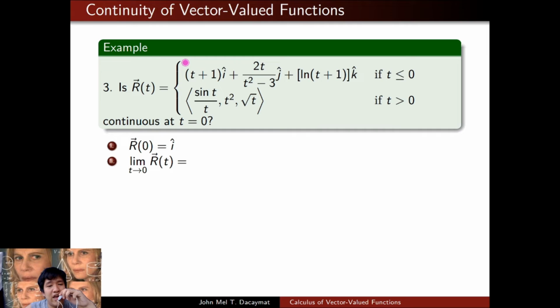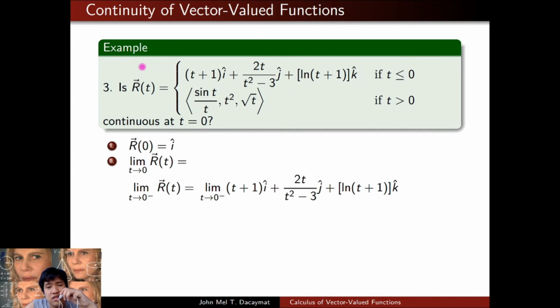Now, let's try to get the limit. Again, 0 is still a breaking point of your piecewise function. So, to get the limit as t goes to 0, we still have to consider limits from the left and from the right. If we try to get the limit from the left, which one do we use? This time, we will use this one. Siya na yung nakadefine sa t less than 0. This is very easy. I hat lang yan, no? You can verify. You can just plug in 0 sa bawat components to get your limit.